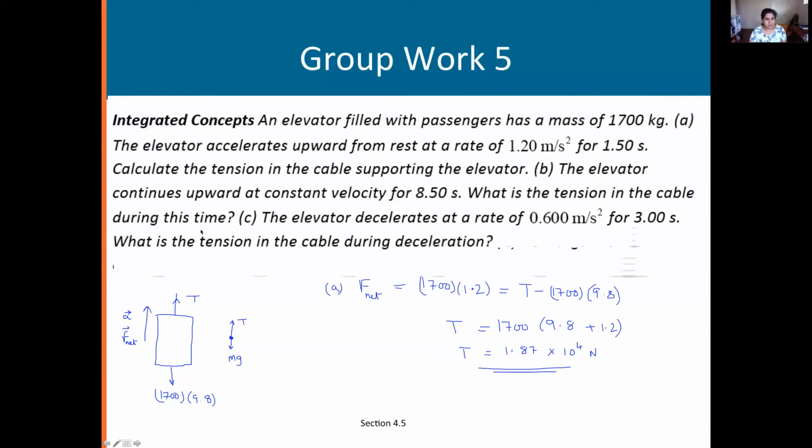Part B. The elevator continues upward at a constant velocity for 8.5 seconds. What is the tension in the cable during this time? If there is constant velocity, that means we have no acceleration. Acceleration is the rate of change of velocity, and we have no change in velocity. That means we have no F net. F net is zero. So my tension for part B must be equal to mg, since the F net is zero. So you just need 1700 times 9.8, and that comes out to be 1.67 times 10 to the power 4.